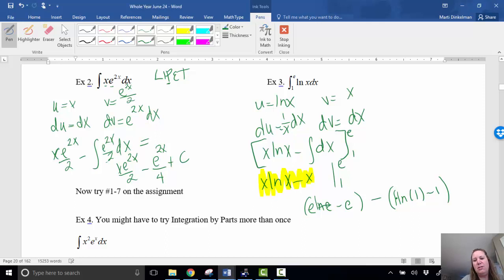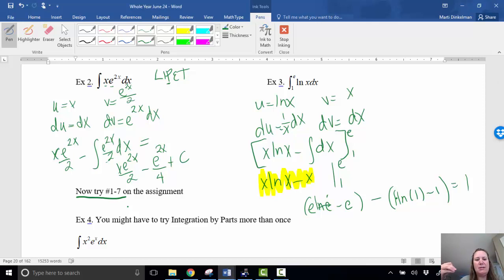They're inverse functions, so they cancel each other out, and this is really an e to the 1. So e minus e is 0, and then we're going to have minus. Ln of 1 is 0, and so all we're really going to have is minus a minus 1, so it must be positive 1. So what I would do right now is pause the video and try numbers 1 through 7, because they're that kind of straightforward type.